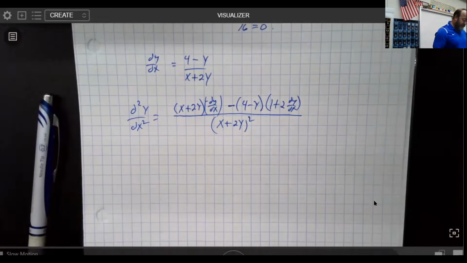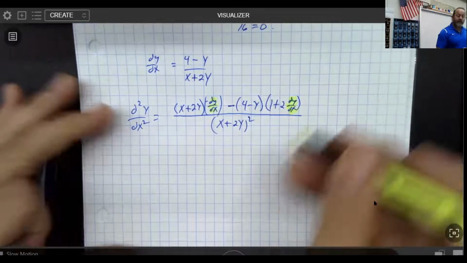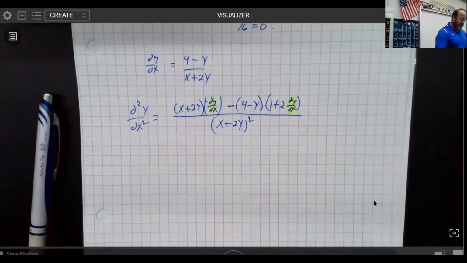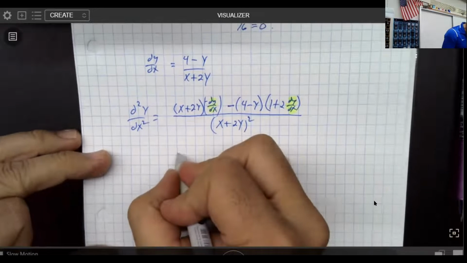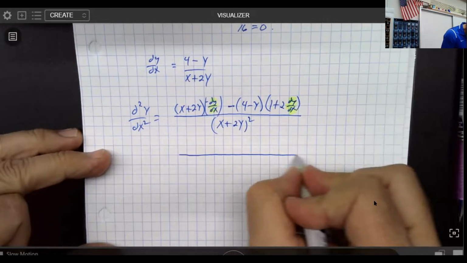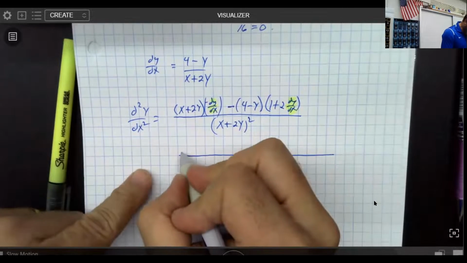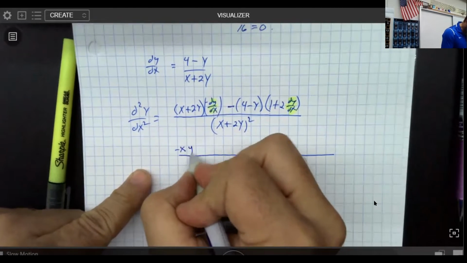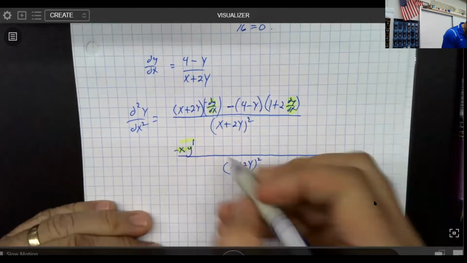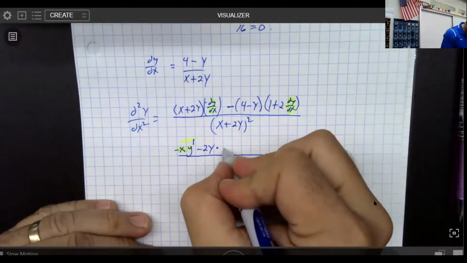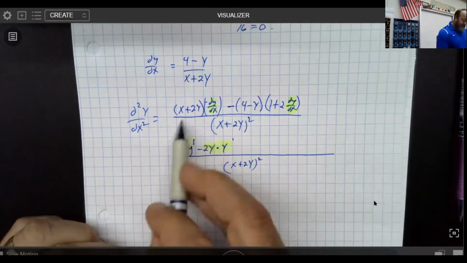And I think what I'm going to do is I'm going to adopt for the time being, everywhere I see a dy dx for brevity, I'm going to use y prime and I'm going to highlight that, okay? So what I have is on the top, I'm going to go ahead and write this down so I don't forget. So I have negative x y prime, right? Minus 2y times y prime. And that gives me the first piece.